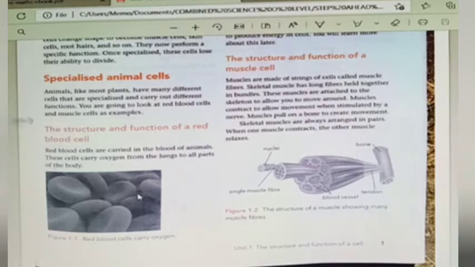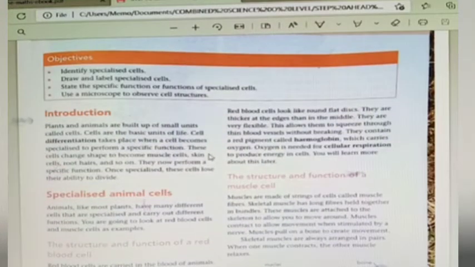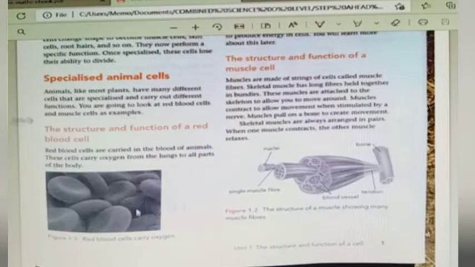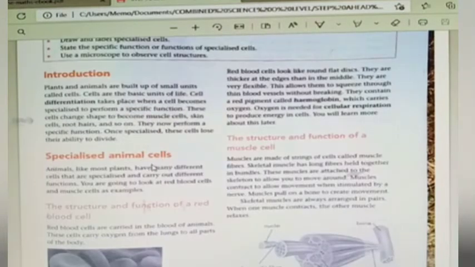Okay, and then now the structure of the red blood cells. They are round, and they look like flat discs. Okay, the other thing, the red blood cells, they are thicker on their edges and thinner in the middle there. This enables them to squeeze through tiny blood vessels, okay, without breaking.